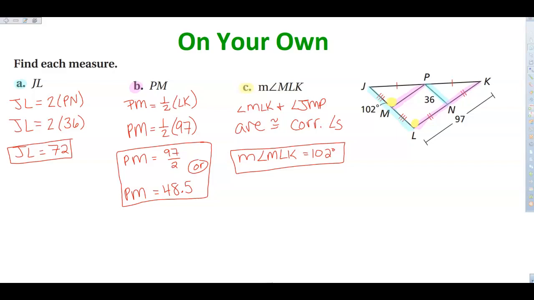I know that I have mid-segments here. So if I look at JL, JL is going to be twice the length of my mid-segment. My mid-segment's 36, so I multiply it by 2. PM, I have the length of the side, so I can just cut this in half and get that PM is 48.5. These 2 angles here are corresponding angles, so they are congruent. So this angle is going to be 102.